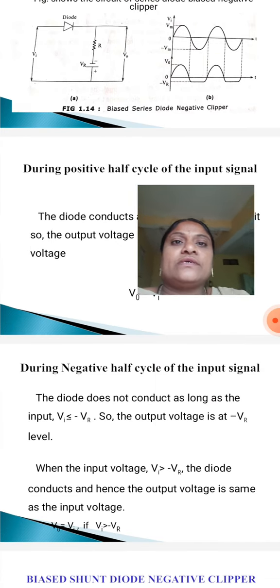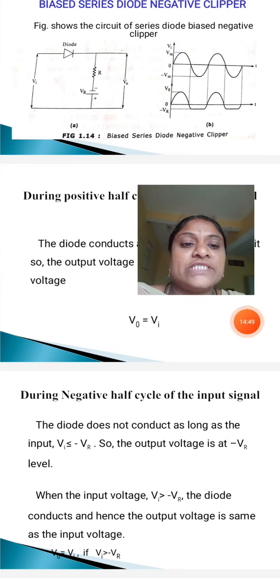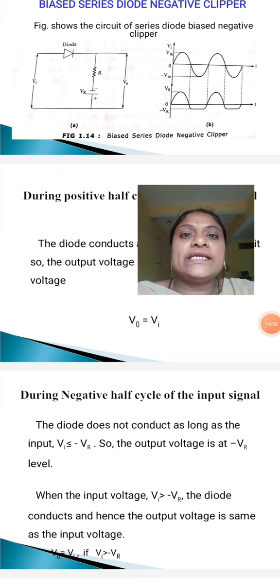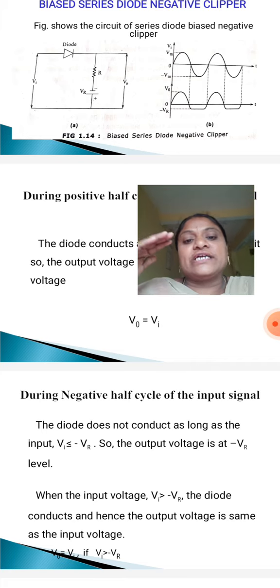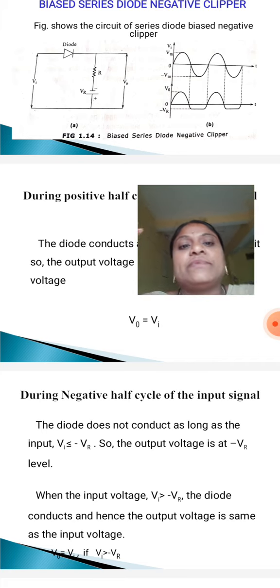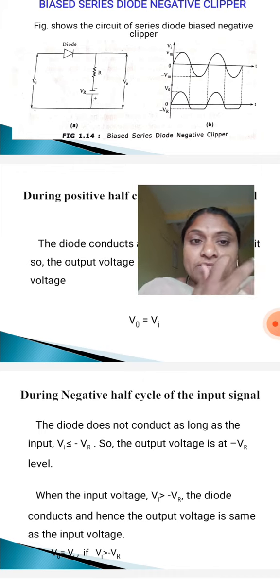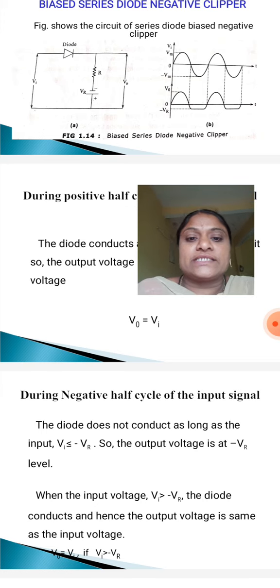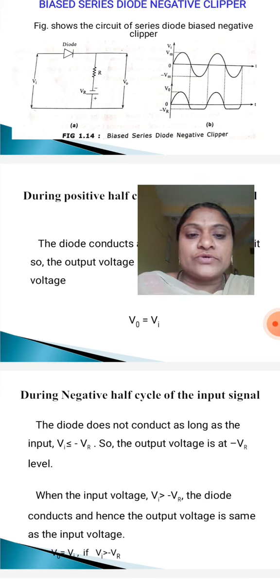In the same way, during the negative half cycle of the input signal, the polarities are changed, that's why the diode is in reverse bias, because the cathode is connected to positive and the anode is connected to negative. The diode is in reverse bias. It does not conduct current, so it is an open circuit.